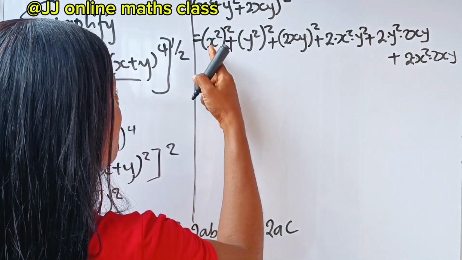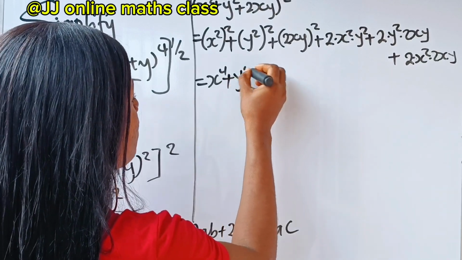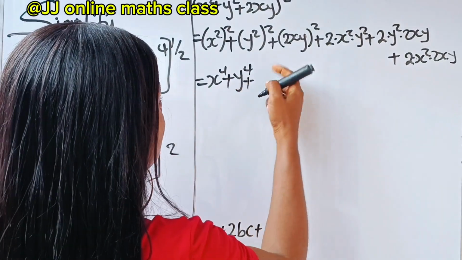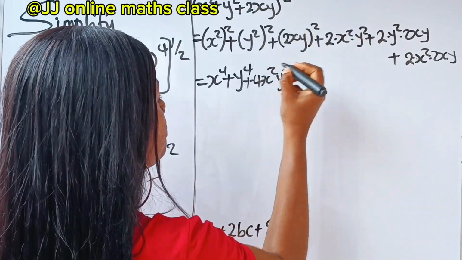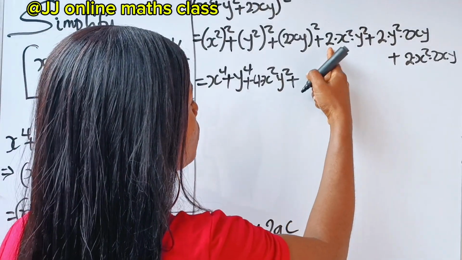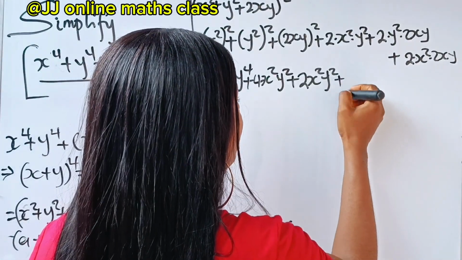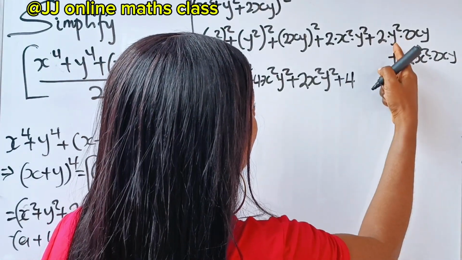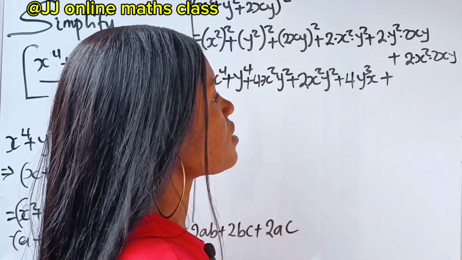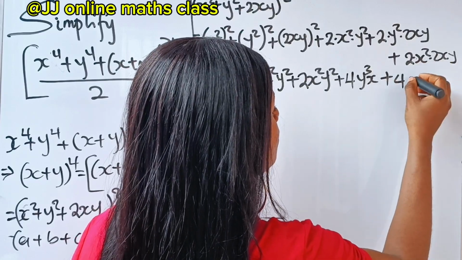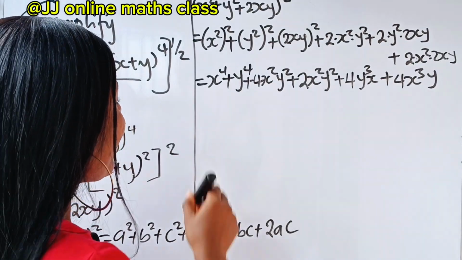This is equal to (x squared) squared is x to the power of 2 times 2, which is 4, plus this is y to the power of 4, plus this is 2 squared will give us 4x squared y squared. Okay, plus this will give us 2x squared y squared, plus this will give us 4y to the power of 3 x, plus this one will give us 4x to the power of 3 y. All right, interesting, right? Now let's continue.